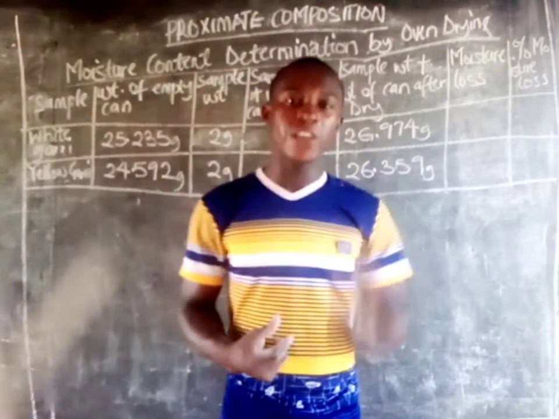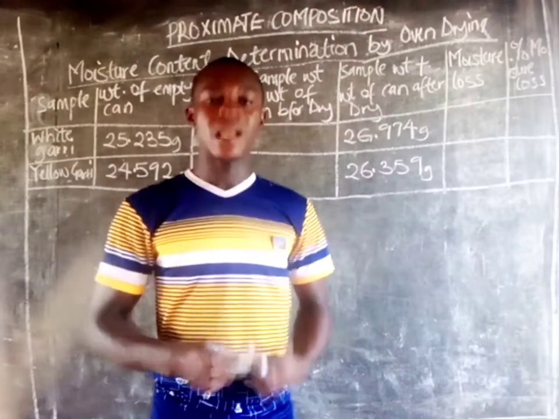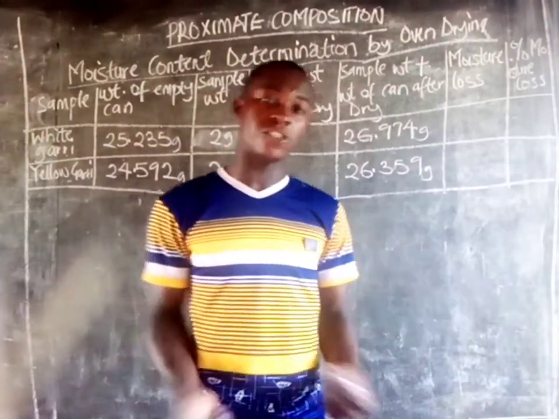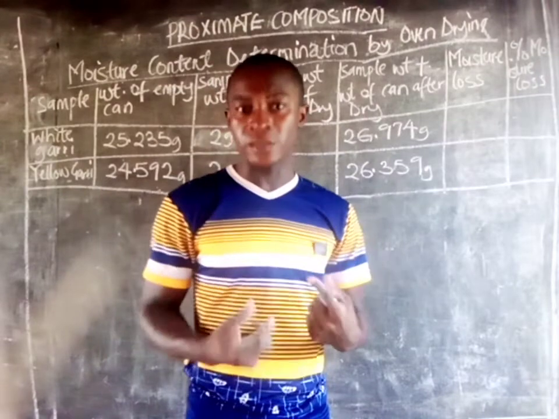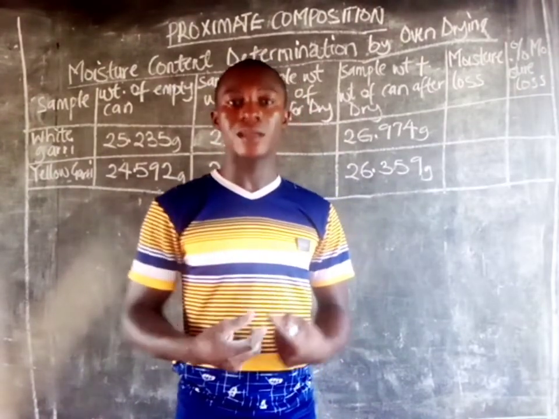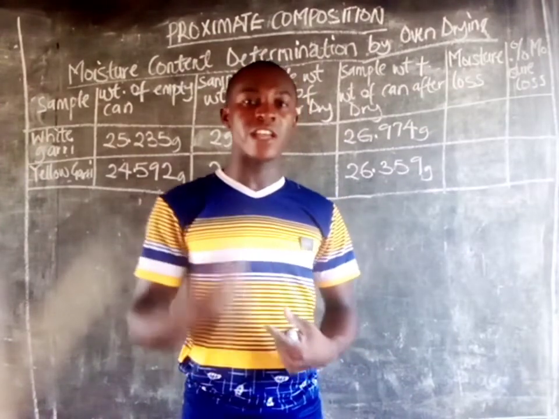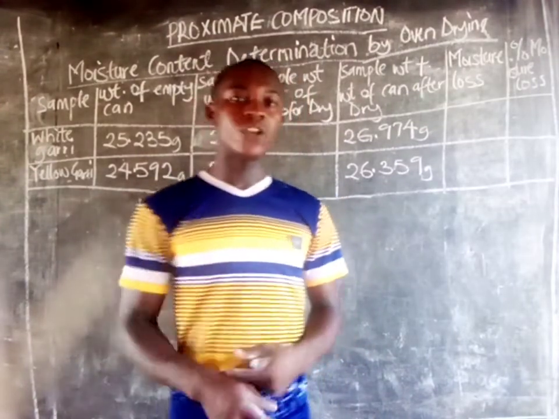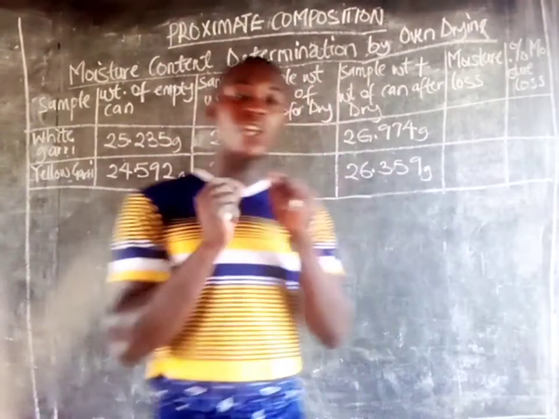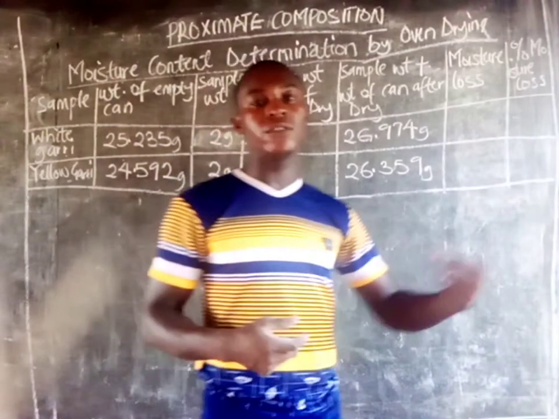In today's video, we'll be considering proximate composition. And so what is proximate composition? Proximate composition is the relative amount of moisture, protein, carbohydrate, fat, and fiber present in a food sample. And so in today's video, we'll be considering moisture content determination by oven drying.